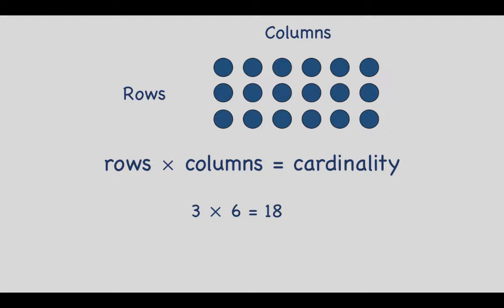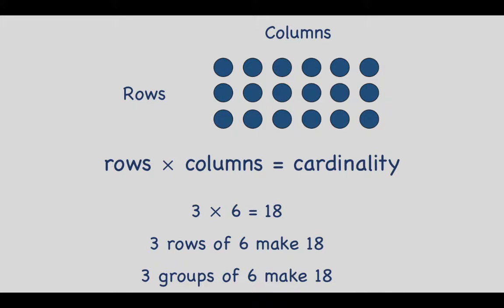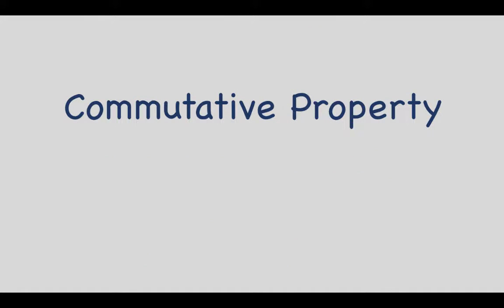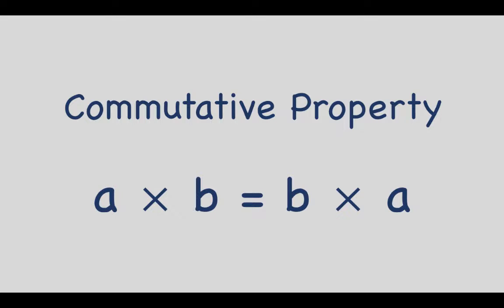In order to encourage students to think in terms of numeration, we can say 3 rows of 6 make 18, or more generically, 3 groups of 6 make 18. Although multiplication is commutative, that is, the order of the factors does not affect the product, it is important to follow the convention of rows times columns so that students will be successful applying multiplication, where it is often important to keep the number of groups distinct from the number of items in each group.